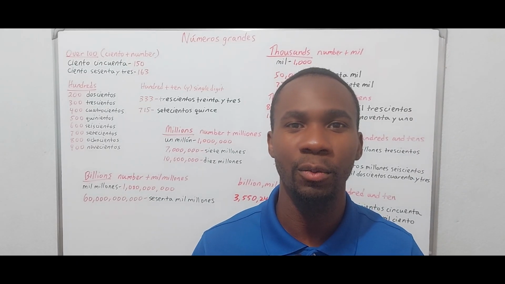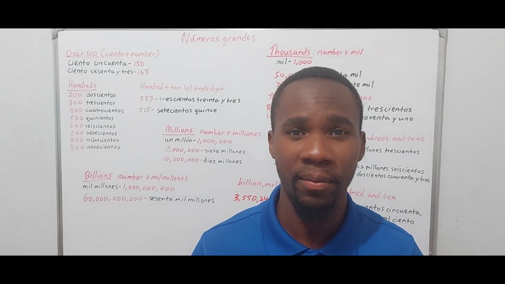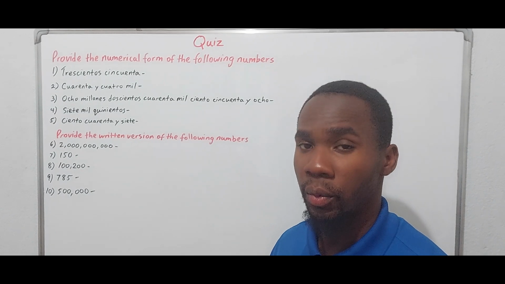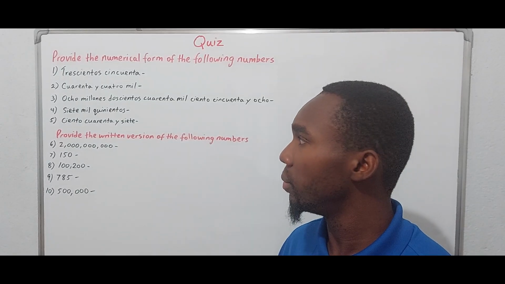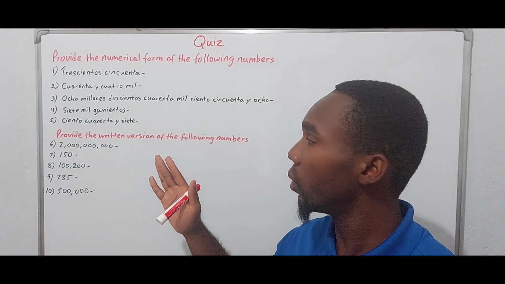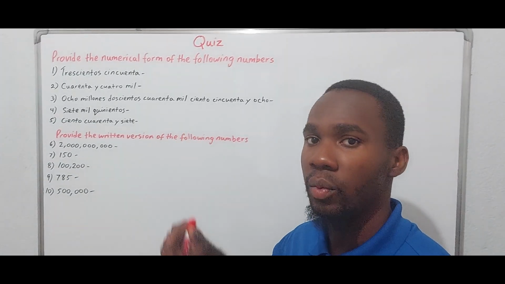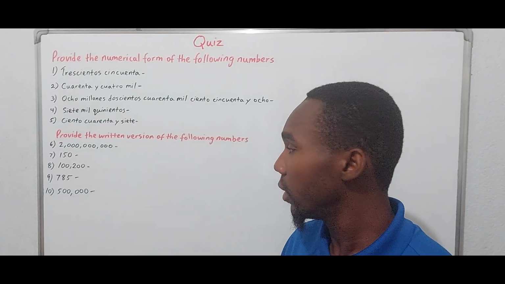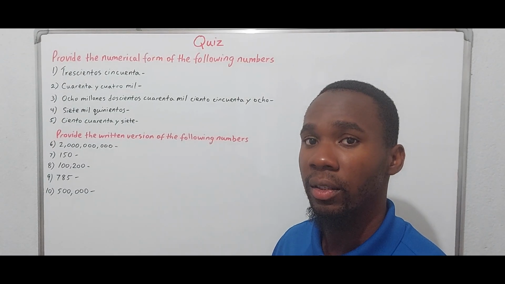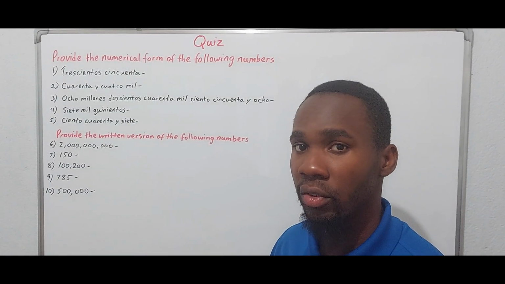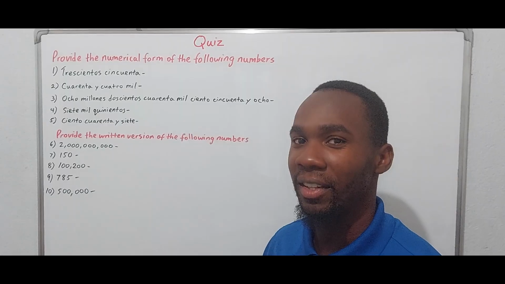Now we are going to see if we really understand, because we have a quiz to complete. So we move on to a quiz. As you see, the quiz is made up of 2 parts. The first part requires you to write the numerical form, and then the second part requires you to write the written form. So yeah, espero que ustedes estén listos para este examen. Hope that you're ready for this exam.